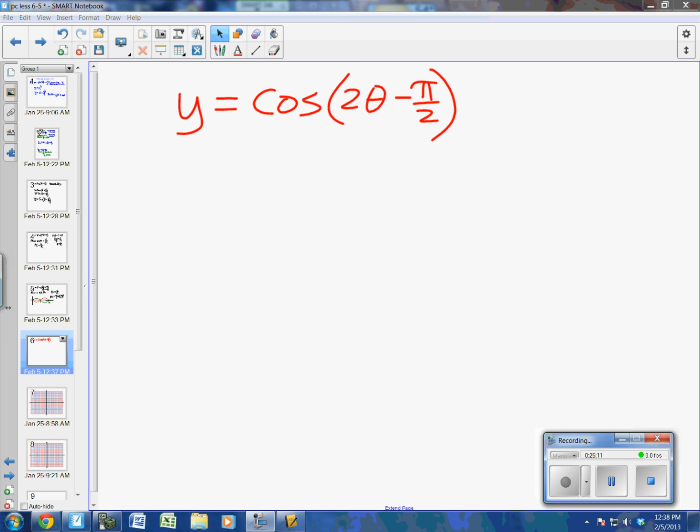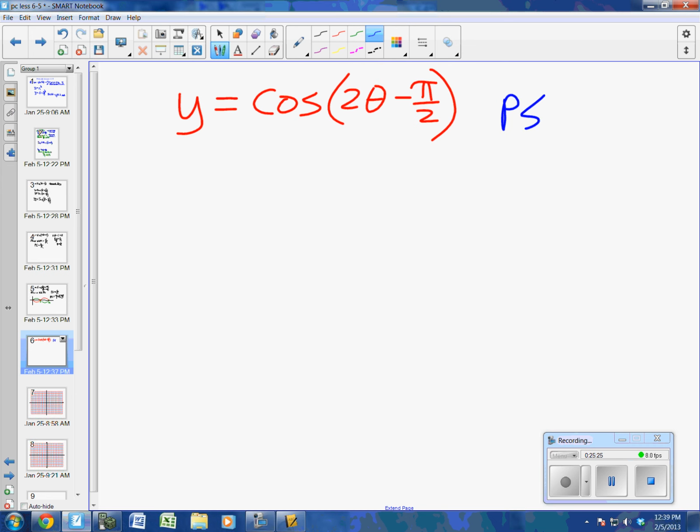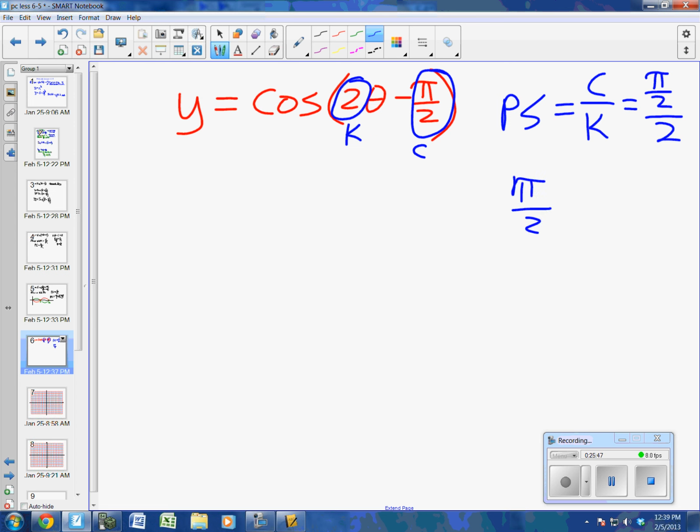I'm going to call on Eric. What's the phase shift? Pi halves over 2. Okay. So because the phase shift is C over K, in this case C is positive pi halves and K is 2, right? There's C, there's K, right? Now, what does pi halves divided by 2 simplify to be? Pi fourths. That's because if you have pi halves, you're going to invert and multiply. Really think of that as 2 over 1. You're going to invert and multiply. 1 over 2, pi times 1 is pi, 2 times 2 is 4, and so the phase shift is pi fourths. Okay, got that?